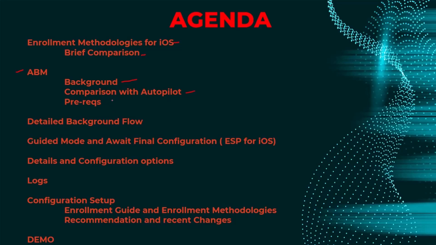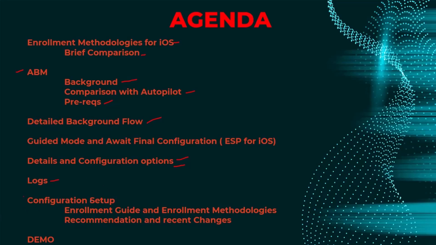We'll then talk about the prerequisites for Apple Business Manager, and then we are going to talk about the detailed background flow of what is happening when a device is getting provisioned via ABM. Then we'll talk about what guided mode is and what await final configuration is while we are setting up Apple Business Manager. We'll talk about the different options that we have while configuring an ABM profile, hence the different configuration options. We'll take a look over the logs that should be collected if we are troubleshooting any ABM related issues.